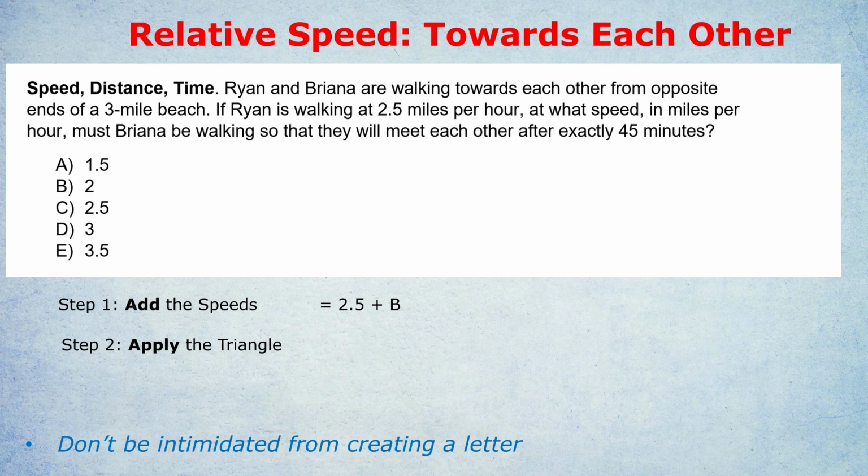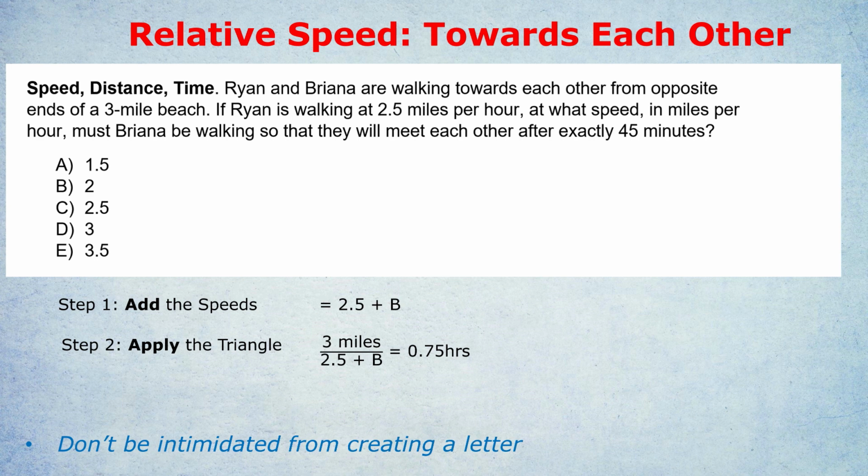What does the triangle tell us? Distance is at the top, so that would be 3 miles, divided by speed, which is 2.5 plus b, equals the time, which I've put as 0.75 hours rather than 45 minutes, because let's keep it in hours. Writing 45 minutes will just confuse us because the question's in miles per hour, so keep it in hours. 45 minutes, you should know off by heart, is 0.75 hours, 3/4 of an hour.